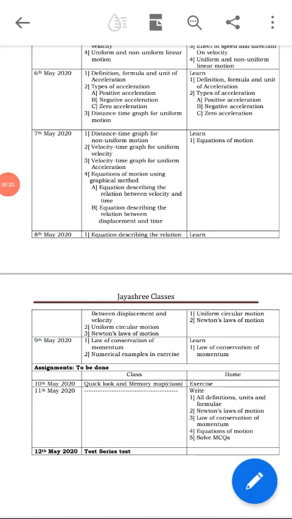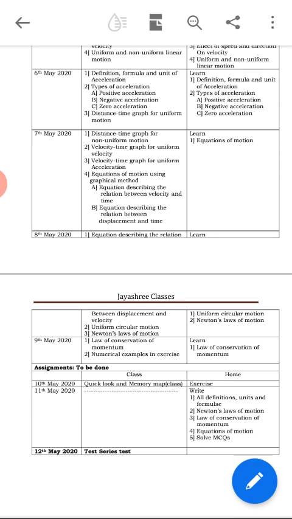Okay, so today we completed our first lesson of science, laws of motion. I have opened in front of you the lesson plan. As per it, tomorrow we are going to take a quick review, and we'll draw a memory map.